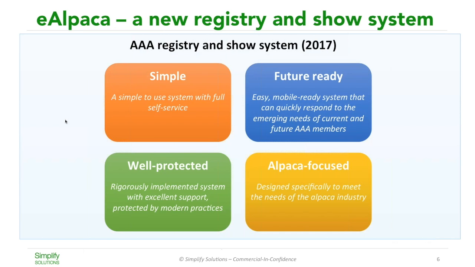The goals of the system are to be simple, so really easy to use and fully self-service, so that you're in control of the information. And we very much want the system to have that balance between rigor and flexibility. So everything is tracked so that we can be sure that things are recorded, but also it's your information so you can manage it. It's future ready, so it's an easy mobile ready system that can work on your mobile phone, your tablet, or your laptop. Well protected through modern practices, and definitely eAlpaca focused.